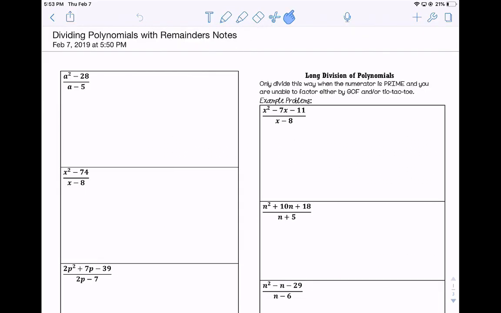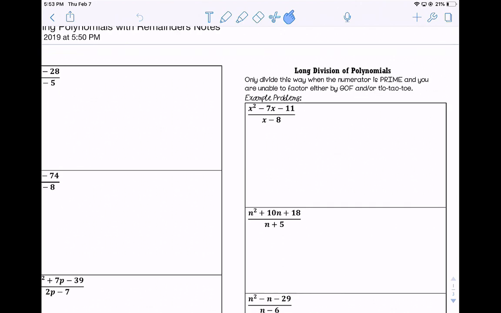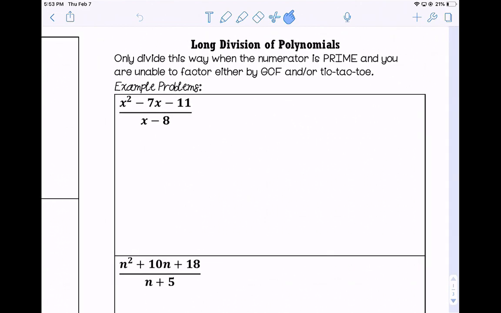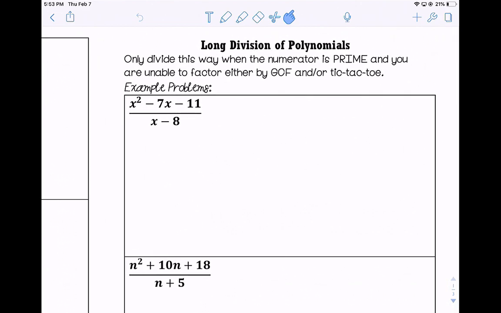So the last type of division that we're going to use is going to be long division. You probably haven't done long division in a while. I actually teach long division a little bit differently, particularly for polynomials. Long division of just numbers or integers, I would do the same, but polynomial is a little bit different. We only divide this way when the numerator is prime and you're unable to factor either by greatest common factor or tic-tac-toe. So let's talk about that.